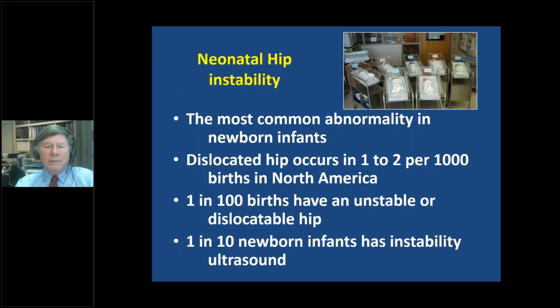Now, neonatal hip instability, which we'll be talking about, is the most common abnormality in newborn infants. A dislocated hip occurs in 1 to 2 per 1,000 births in North America, but about 1 in 100 births will have some instability or a dislocatable hip, and those need to be observed. What's been learned from neonatal ultrasound is that up to 1 in 10 newborn babies has instability. Fortunately, the majority of this resolves, but this is a big problem that can be managed.